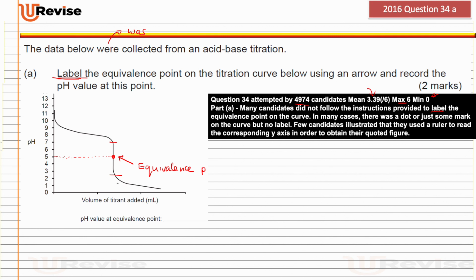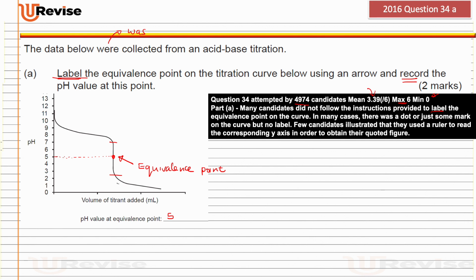Equivalence point. That's my equivalence point right there. And the pH value at the equivalence point is going to be 5. I have to record the value as well. So there are two command words, label and then record, and we've recorded that.